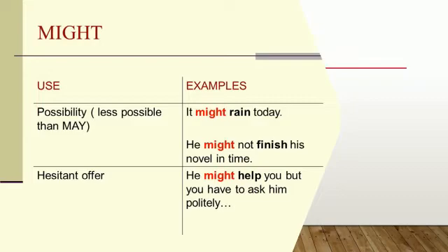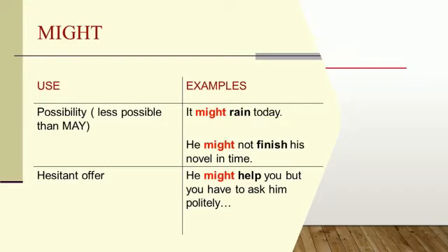It might rain today. So you're only guessing. It may rain or it may not rain as well. He might not finish his novel in time, which means that he's writing something. Okay, it might be a poem or it might be a small story. He might finish, which means we are only assuming he might finish or he may not finish on time.